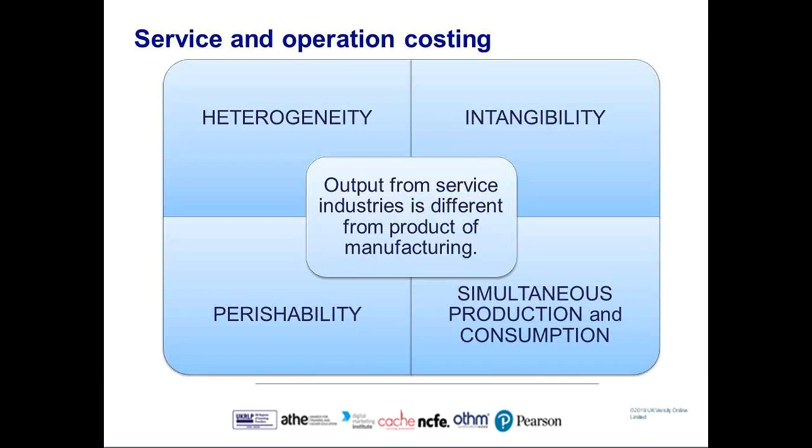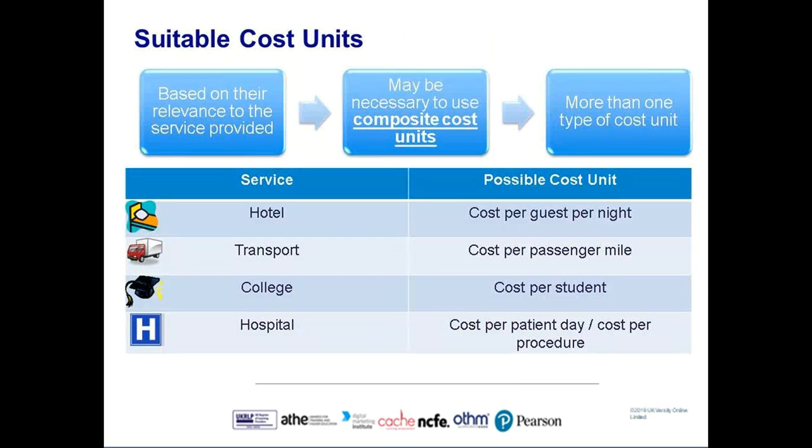The human mind, if you're not happy and you're serving your client, of course the service level will be different. So we need to look at the service and operational cost as well. For a suitable cost center, based on the cost unit or relevant service, it may be necessary to use a composite unit, and more than one type of unit. Think about hotel cost per guest, transport cost per passenger per mile, college cost per student, what it costs us to deliver the course. In a hospital, the cost per patient day and the cost per procedure.